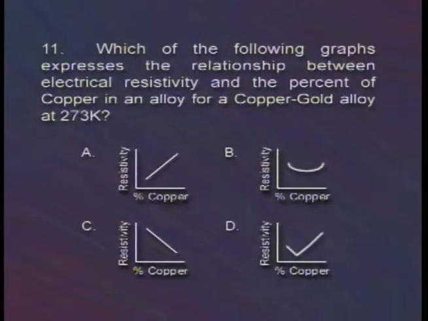Question 11. Which of the following graphs expresses the relationship between electrical resistivity and the percent of copper in an alloy for a copper-gold alloy at 273 degrees Kelvin?